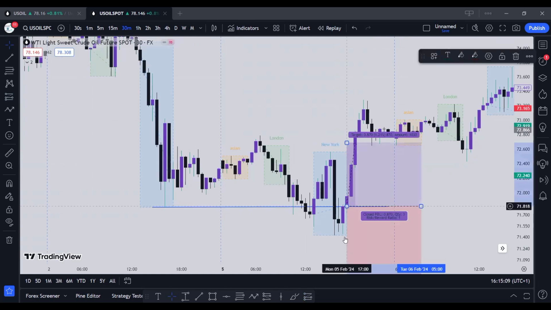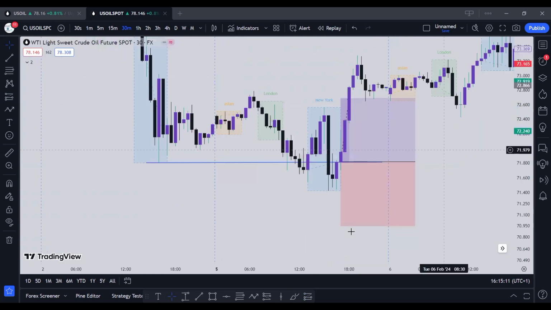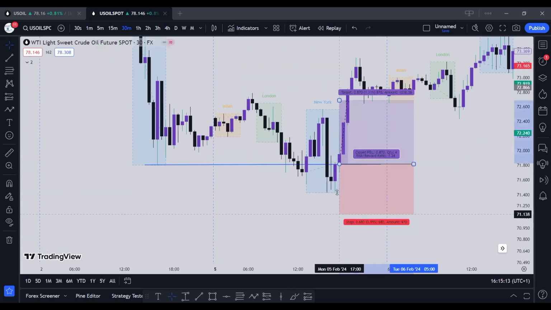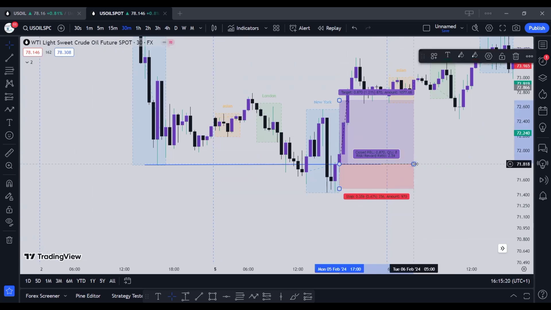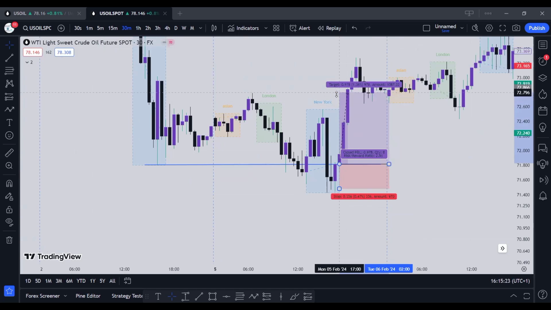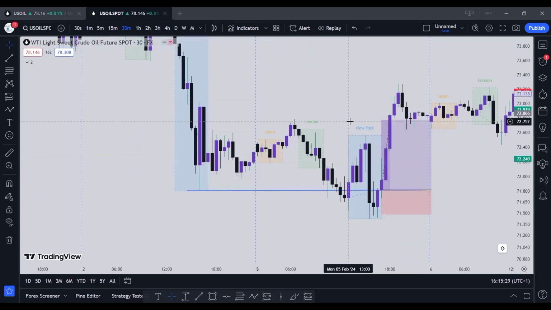Where are you targeting? You can target the high of the day. This is around 35 pips. You can target the high of the day, this area right here, for 2.9 hours, almost 3 hours. Very easy trade. Do not stress. You understand? Very easy trade.